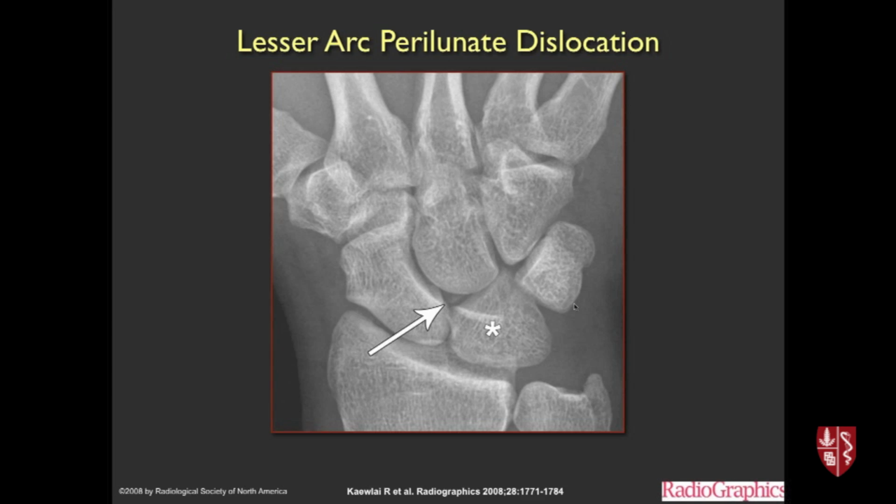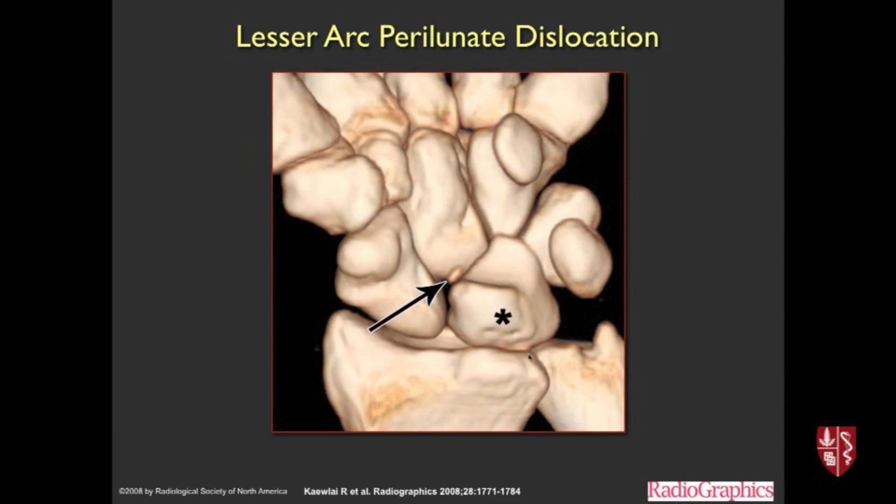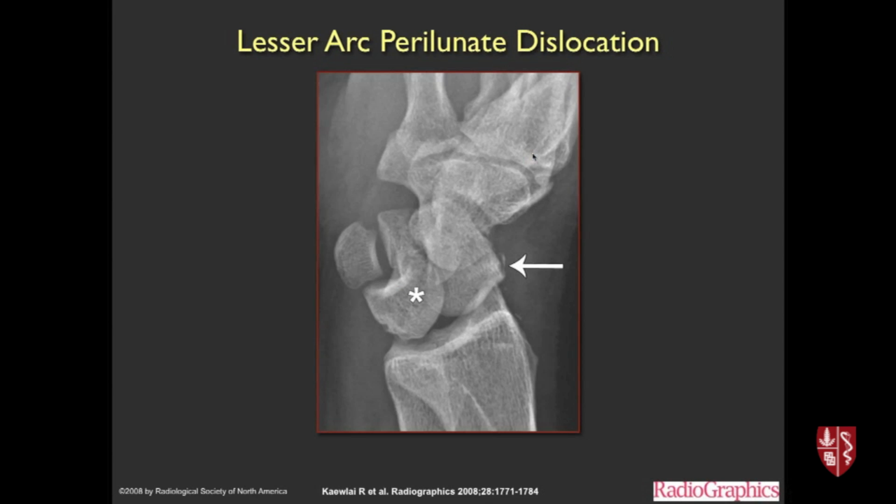And basically what this is telling us is just that there's a malalignment of the lunate in this patient. And this is again from that Radiographics article where they had the nice 3D CTs as well. And so here you can actually see this articular surface of the lunate is dislocated relative to the capitate, which it should be sitting in. So there's different terms for this, like this is what they called lesser arc perilunate dislocation.